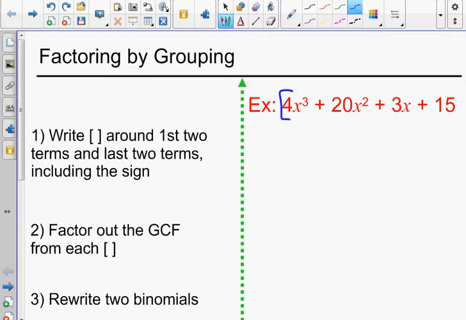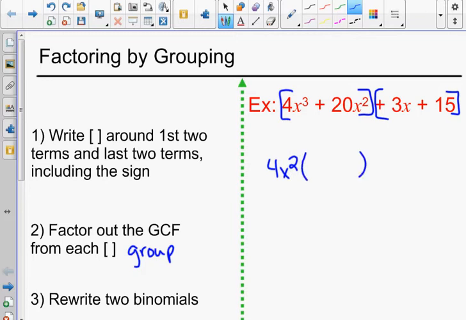So we're grouping the first two terms and we're grouping the second two terms. What we're going to do next is factor out the GCF from each set of brackets, or each group. So the GCF of 4x cubed plus 20x squared is going to be 4x squared.